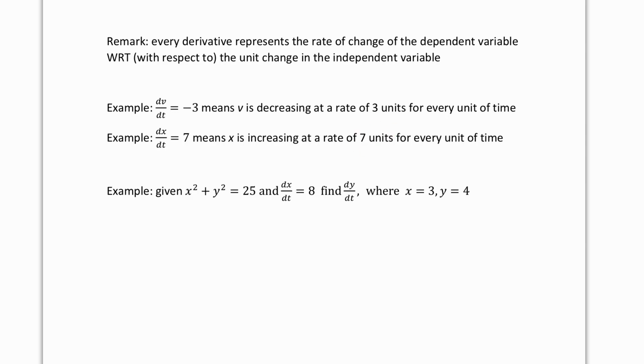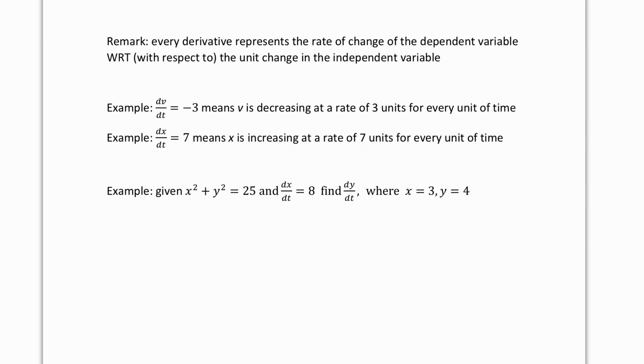So let's look at this question here. We have x squared plus y squared equals 25. And we're going to be told that dx/dt is equal to 8. And we're going to find dy/dt, where x is equal to 3 and y is equal to 4. Well, let's take a look at how we would solve this. We're looking for, in this case, a derivative, dy/dt. We're given another derivative, dx/dt, and we're given some information, x and y. Well, how do we solve this? How do we find dy/dt?